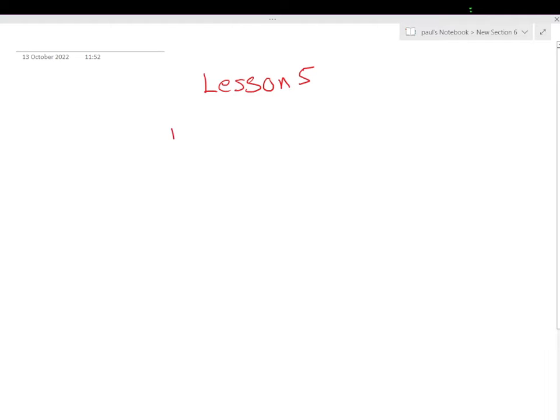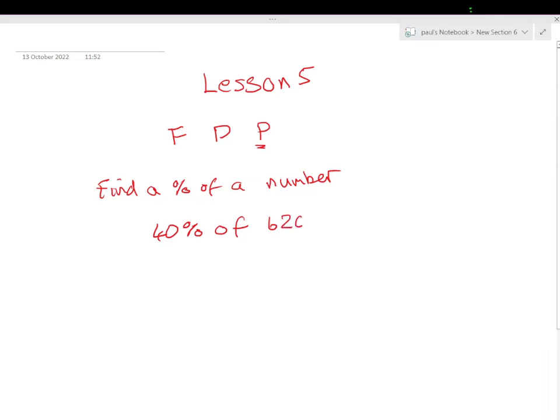And this is all to do with fractions, decimals, and percentages. So we'll work with percentages first. So find a percentage of a number. Right, a percentage of a number. So let's do 40% of 620.